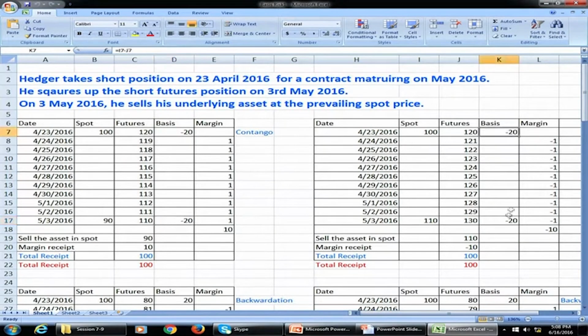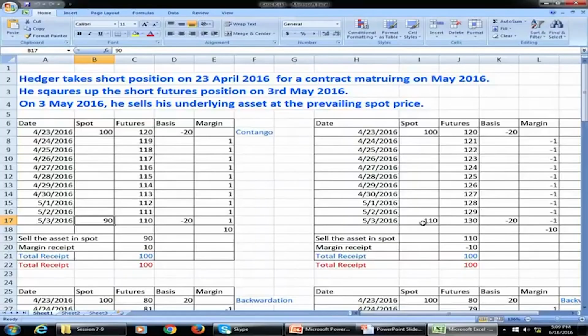So in both cases, basis has remained unchanged. And what is his net receipt? Net receipt is the proceeds which he is going to get by selling the asset in the underlying market, plus any net receipt from the futures market through the margin. Of course, we are ignoring the initial margin part of it, because initial margin is a deposit which the traders, both buyers and sellers of futures contracts, pay, and they get it back at the end, when they square the contract.